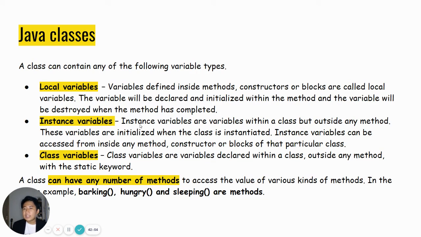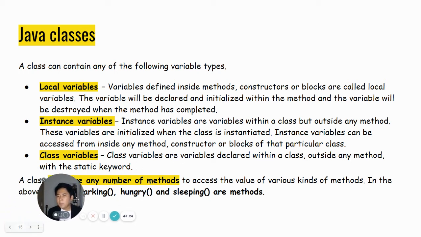So Java classes can contain any of the following variable types. Local variables, which are defined inside methods. Instance variables, which are variables within a class but outside any method. And class variables, which are variables declared within a class, outside any method, with the static keyword.